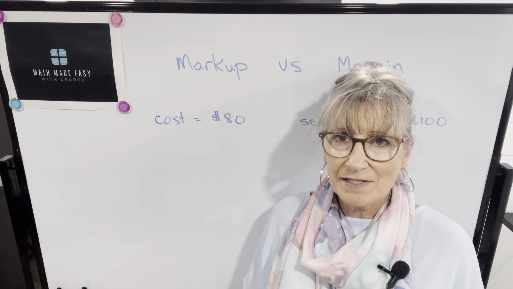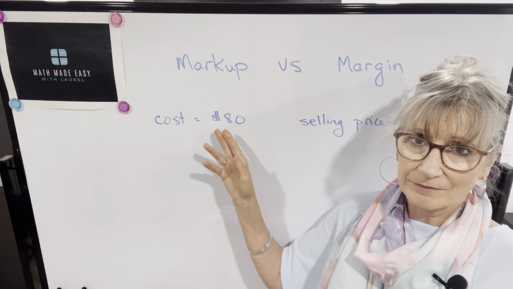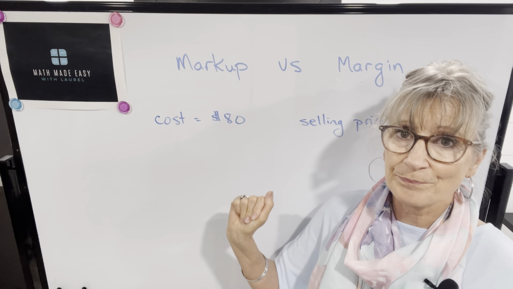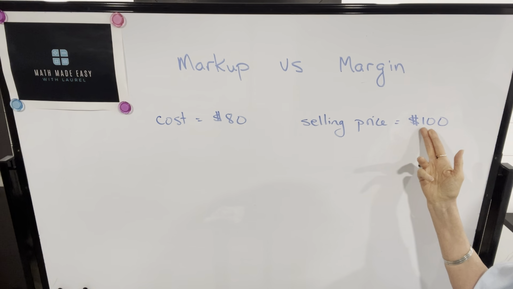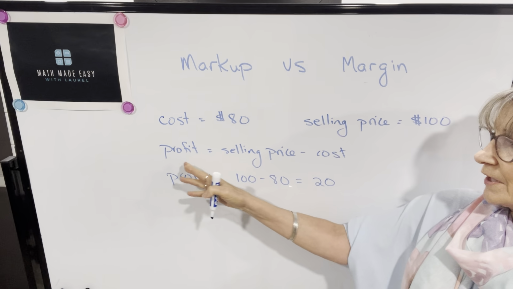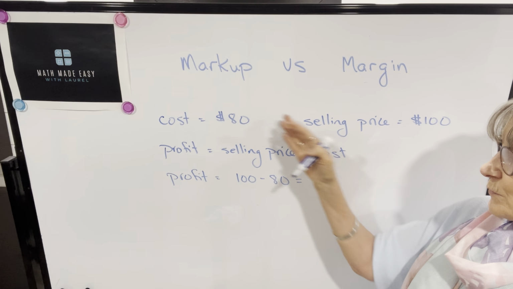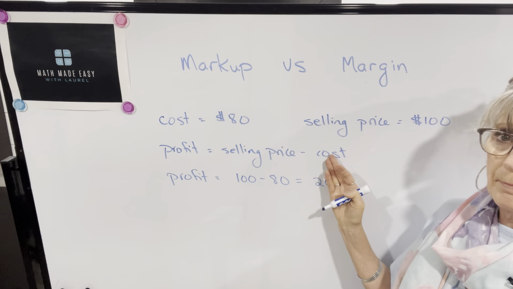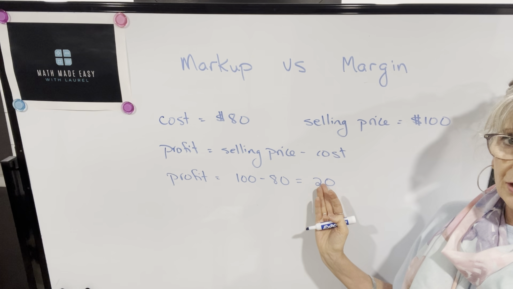Let's say you own a business and you bought a jacket for $80, so that would be called the cost of that item for your business. Then you turn around and sell that item to the consumer for $100. So that's called the selling price. The gross profit, which I'm just going to call profit, will be the difference of those two amounts. So the selling price minus the cost. In this case, $100 minus $80, which is $20.